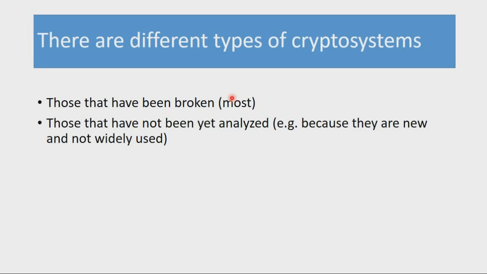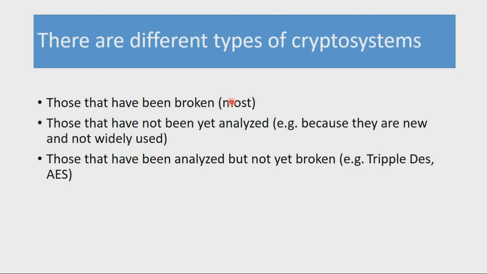And the third part is those that have been analyzed but not yet broken. An example is the Advanced Encryption Standard with different sets of keys. Of course, these days there are different variations of the Advanced Encryption Standard, and we'll look at all those later on. So these cryptosystems, despite having been analyzed and people knowing how they work, have still not been broken. It's hard for somebody to perform cryptanalysis and get back to the original plain text. So these are the three different types of cryptosystems, just to give you a picture.